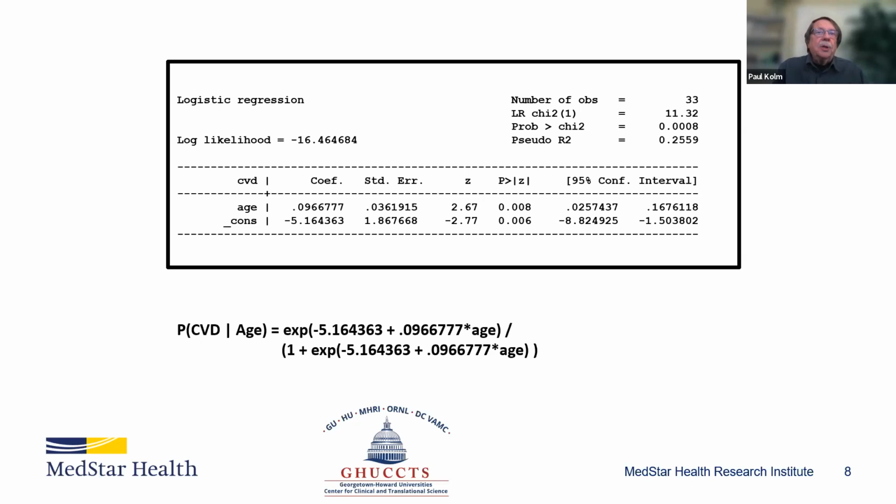And so then, using our formula that we saw earlier, we can get a probability for any given age by exponentiating the regression equation. You can see there minus 5.2 plus 0.1 times the age. And then we divide that by 1 plus the exponentiated regression equation. And then we will get the probability of cardiovascular disease at a given age, so whatever age we want to calculate.